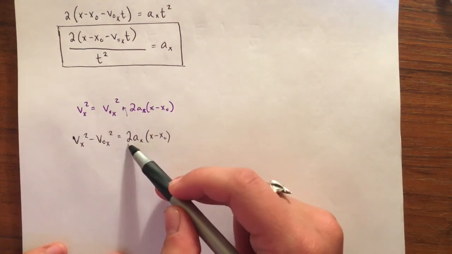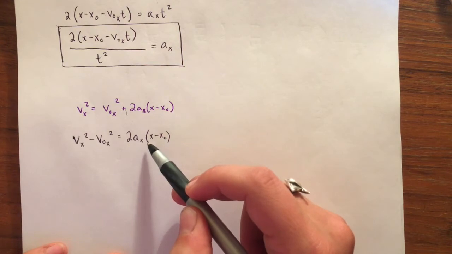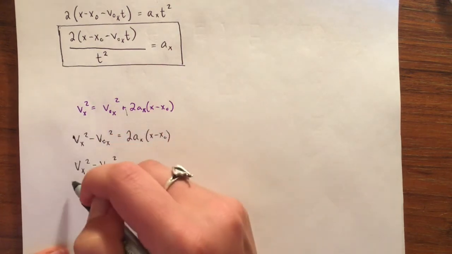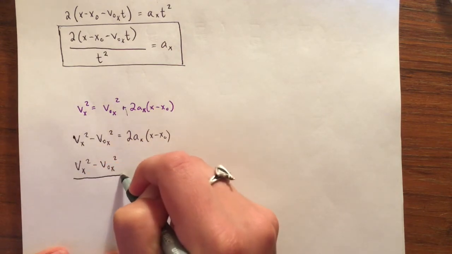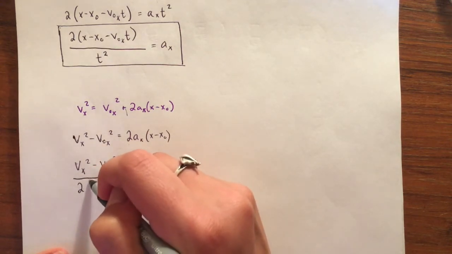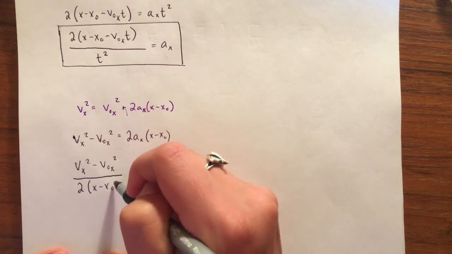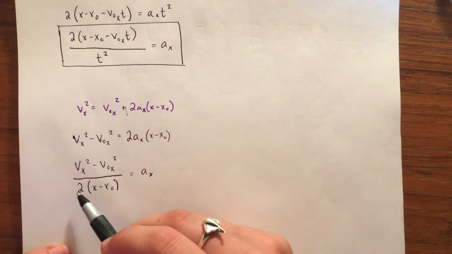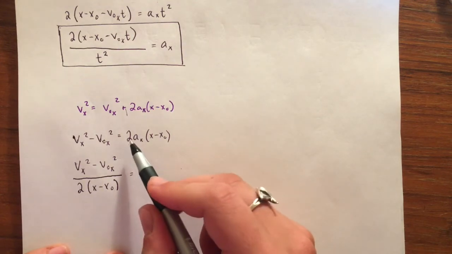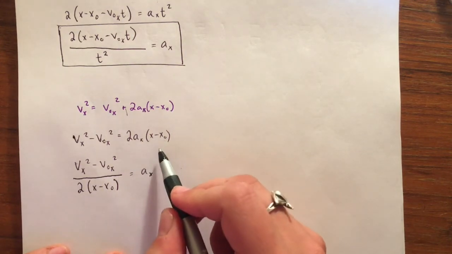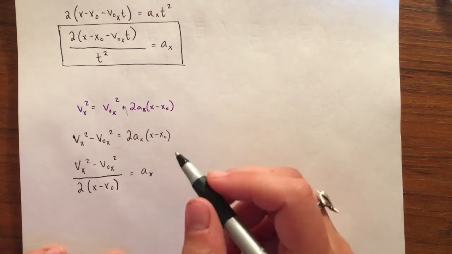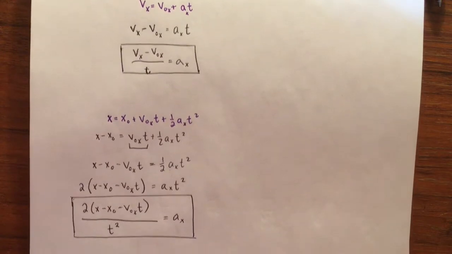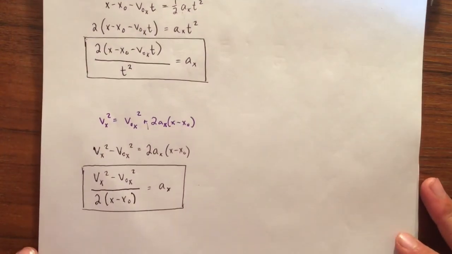I'm going to divide by 2 and divide by x minus x naught at the same time. So I'm dividing the entire side by 2 and x minus x naught. And I'm dividing by 2 times x minus x naught because these are essentially multiplied to each other. If you want, you can break that down into 2 steps. And that is how you solve for acceleration. This is how you solve for acceleration using all three equations.